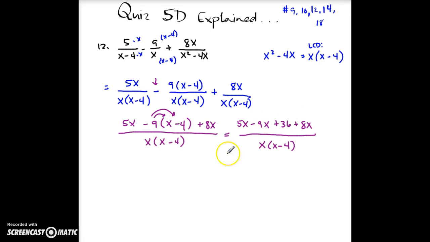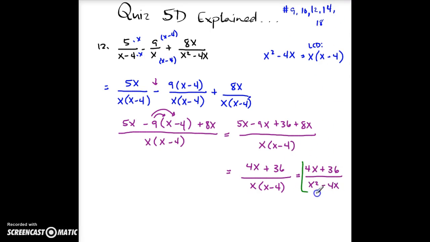Then I look at combining like terms, so I have 5x minus 9x, that's negative 4x, plus 8x gives me a positive 4x, and that's plus 36, over x times x minus 4. If I wanted to, I could distribute that x into the x minus 4 and have x squared minus 4x. So this would be my final answer for number 12.